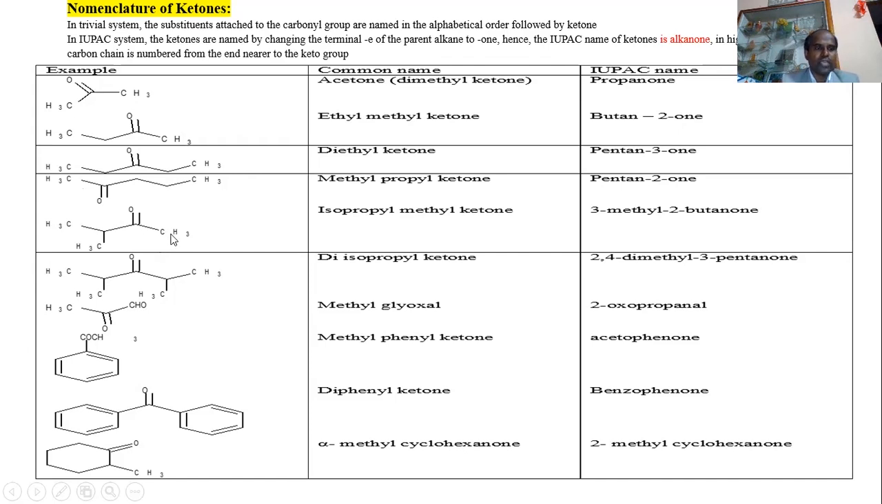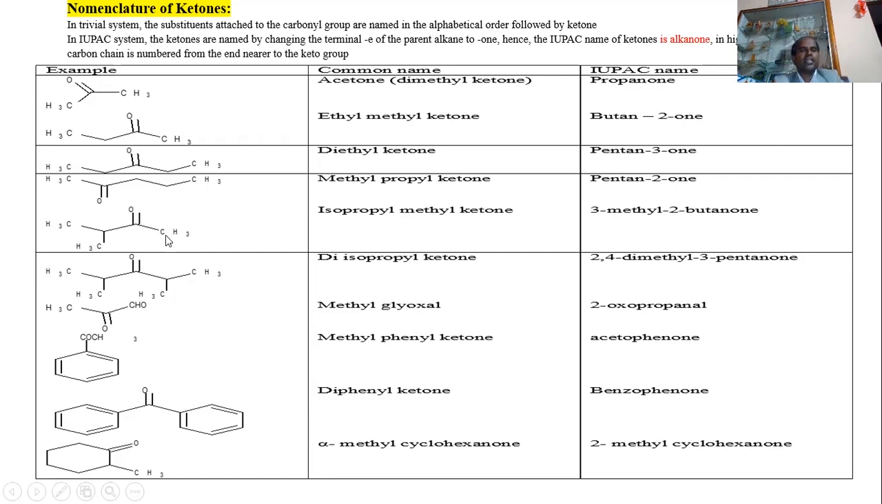So this is the one. You can observe that this is one kind of group, and this is another kind of group. That means this is a methyl group, and this is an isopropyl group. That means this is an unsymmetrical ketone. When we are naming this as per the trivial system, isopropyl comes first compared to methyl, so isopropyl methyl ketone is the common name for this structure.